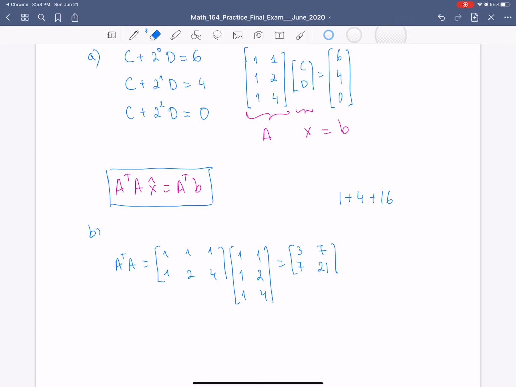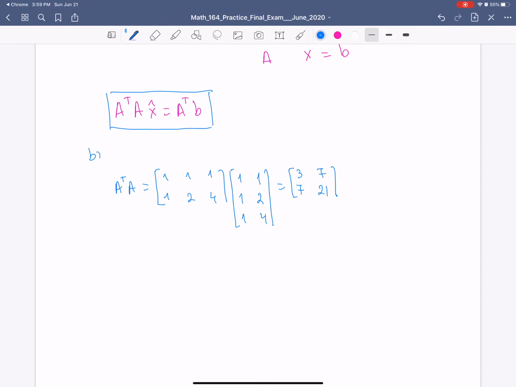Oh, I guess I was wrong. Why are these not linearly independent? Oh, they are. I was thinking 3 times 7 is 21, but they are not linearly dependent. Okay, so we have the matrix A transpose A.